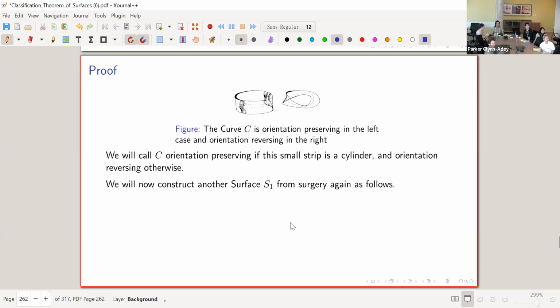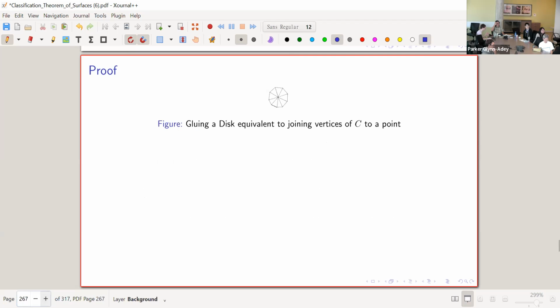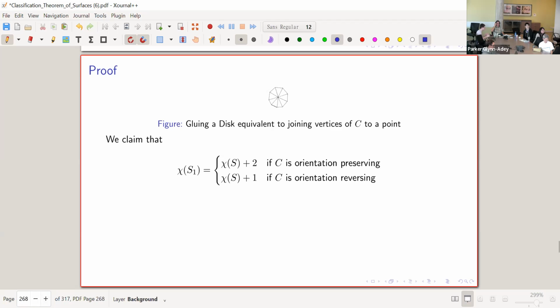We're going to call C orientation preserving if this is a cylinder, and orientation reversing otherwise. So we're going to construct another surface S1 from surgery as follows. We do the same process again: cut out the strip and glue on disks. And when we cut out this strip, we're going to add orientations to the disks when we glue them back in, so that we know where to glue stuff back in afterwards. Okay. So I claim that the Euler characteristic of this new surface we got from surgery has this property.